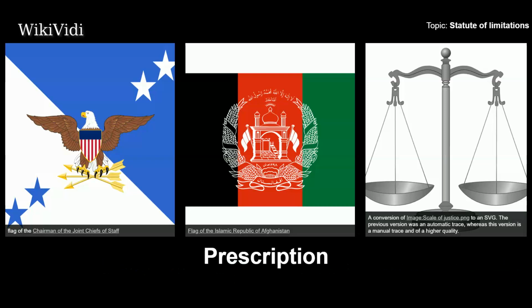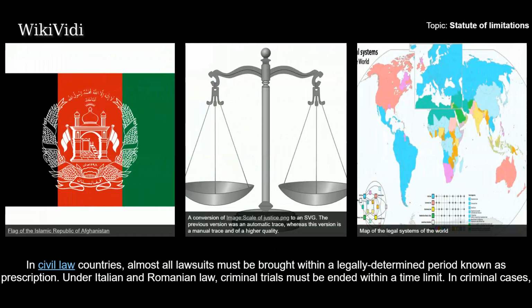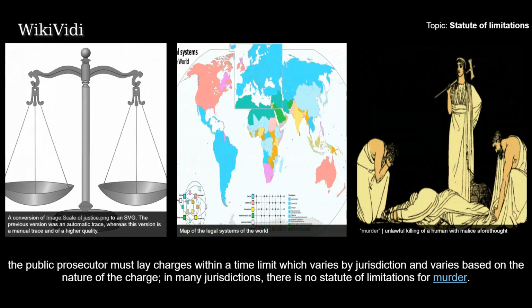Prescription. In civil law countries, almost all lawsuits must be brought within a legally determined period known as prescription. Under Italian and Romanian law, criminal trials must be ended within a time limit. In criminal cases, the public prosecutor must lay charges within a time limit which varies by jurisdiction and varies based on the nature of the charge. In many jurisdictions, there is no statute of limitations for murder.